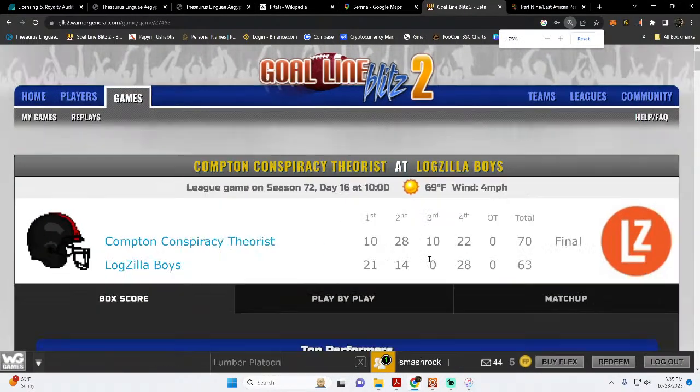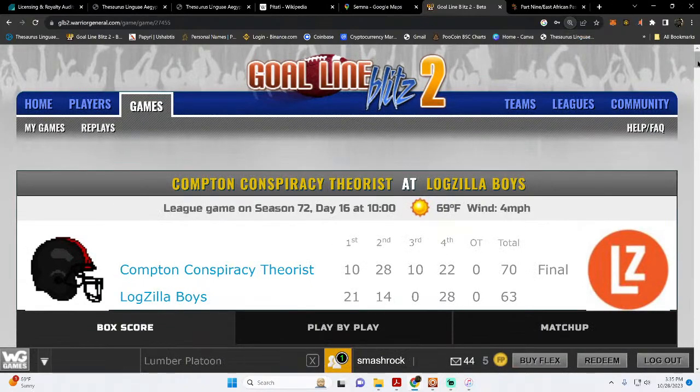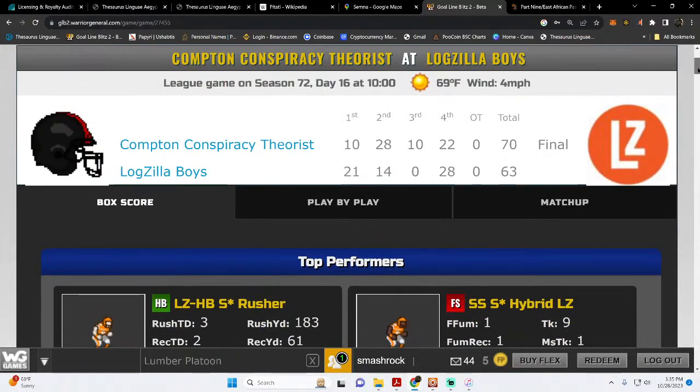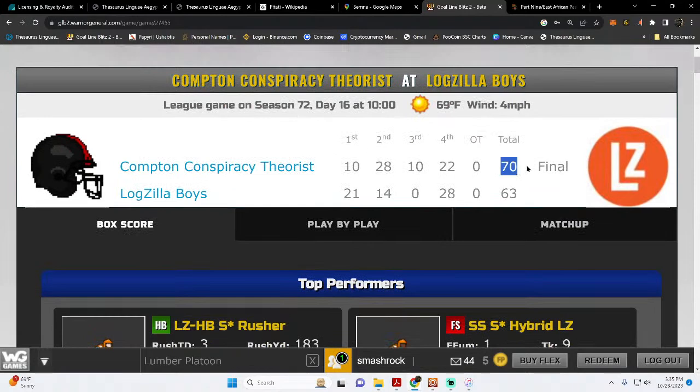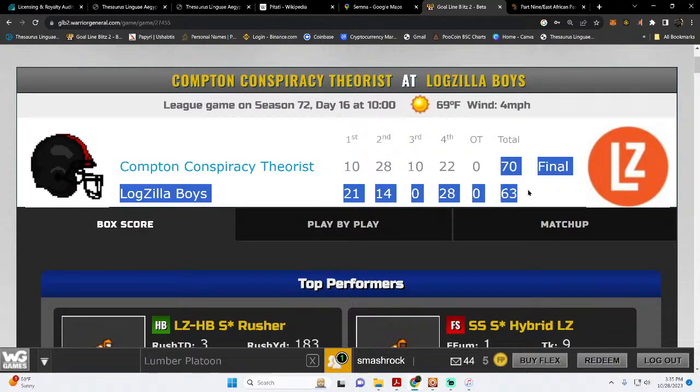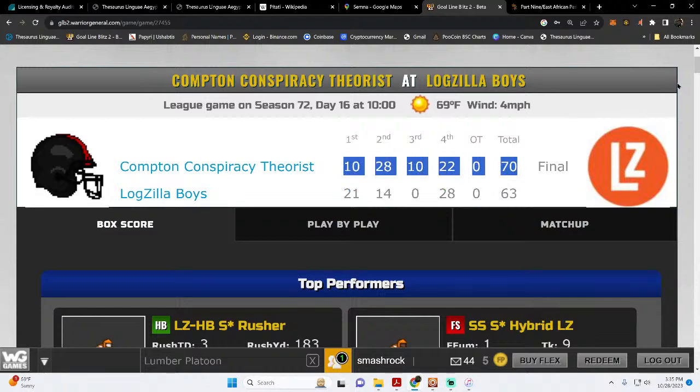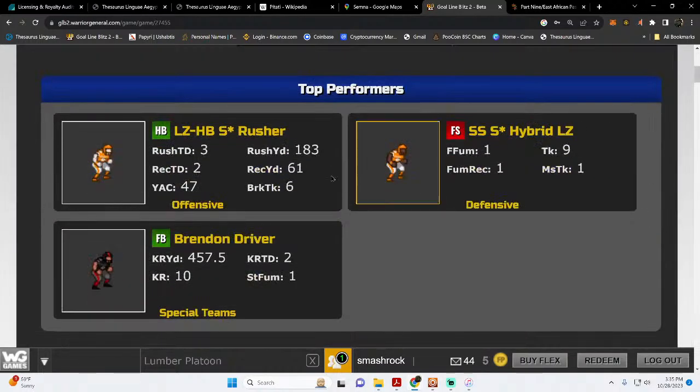I know the people who played this game love Smash Rock. When I'm into it, I got a whole channel for this. Look at my team. This was a shootout. We about to watch some of this. Now, I wonder why I let my defense let me down and put up 60, let them put up 63. But my offense ain't no punk. Brendan, ooh, Brendan with 450. Oh, he got, okay, 2 kick return touchdowns.